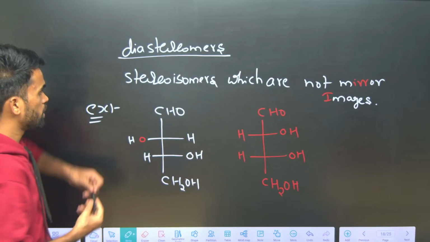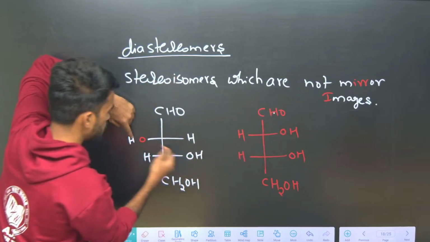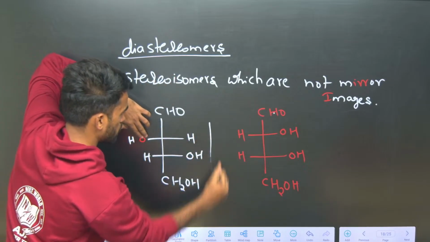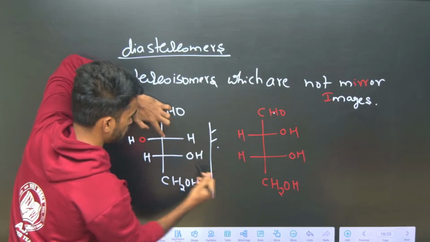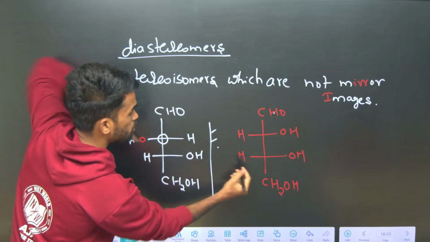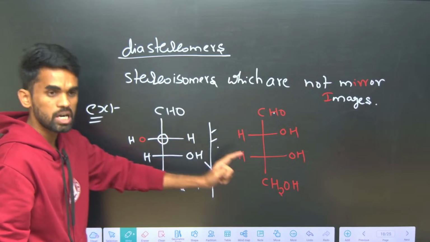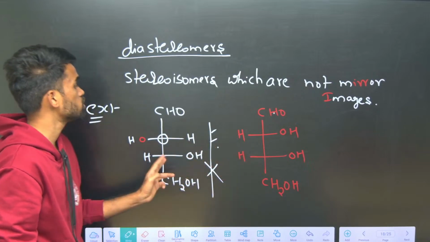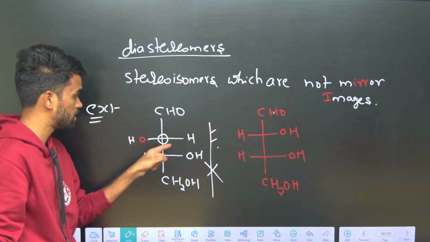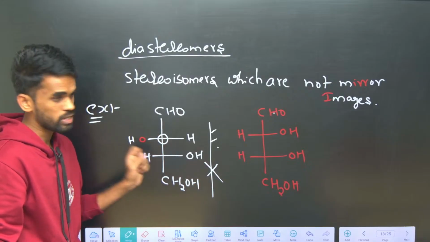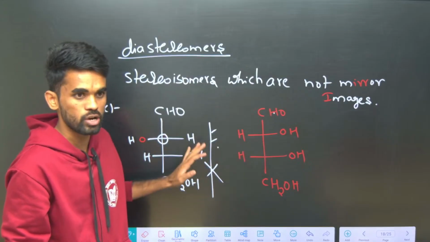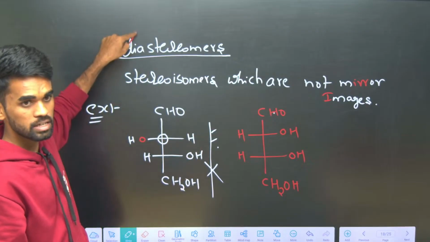No. Why no? Because the above one is the same here, but see, this is a mirror image here at the first chiral carbon, but the second chiral carbon is not changing, so these are not mirror images. But the spatial arrangement of atoms is different at this first chiral center. So these are not mirror images but stereoisomers, considered as diastereomers.